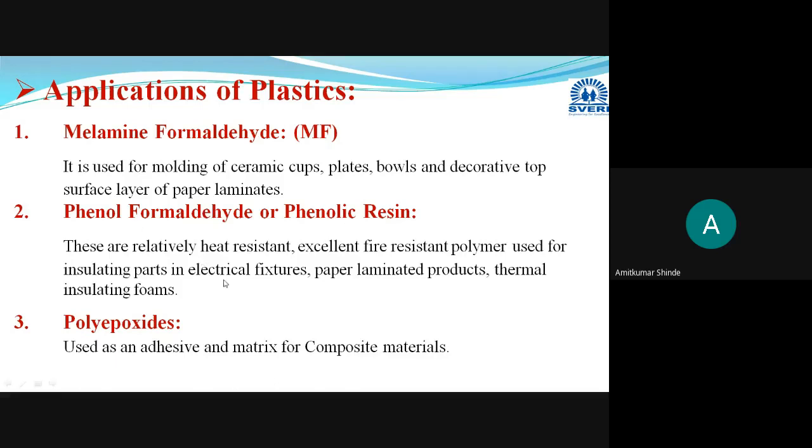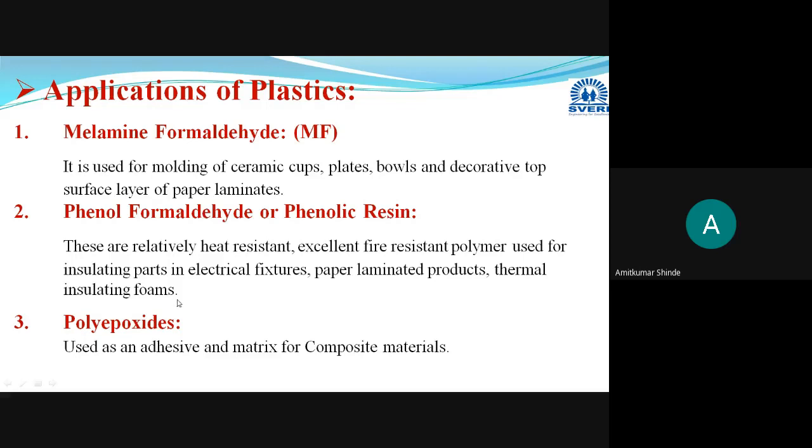The next plastic material is phenol formaldehyde or phenolic resin. It is denoted by the letters PF, that is phenol formaldehyde, or phenolic resins or phenolics, which are denoted by the symbol PH, capital PH.